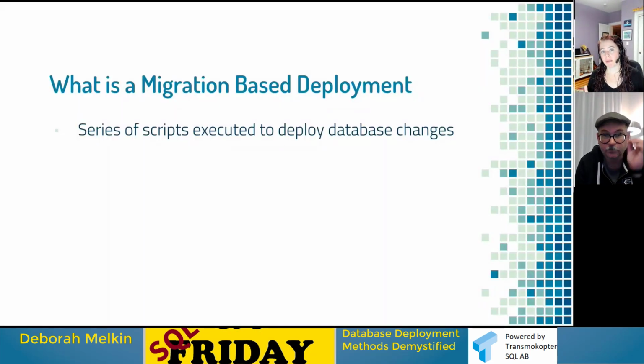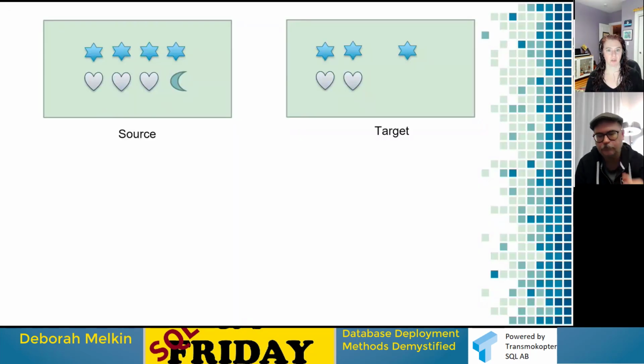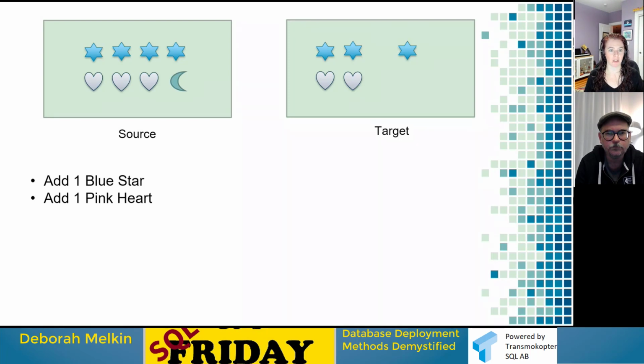The simple answer of what a migration-based deployment is: you have a series of scripts executed to deploy your database changes. So we get to define what the change is and how we're making the change. For example, on the left, we have a source database, and on the right, we have a target database. In a migration-based deployment, we're going to say add one blue star, add one pink heart, add one green moon. We know what needs to be changed. We don't need to do anything else. We just know we need the source to look like this, and here's how we add it.